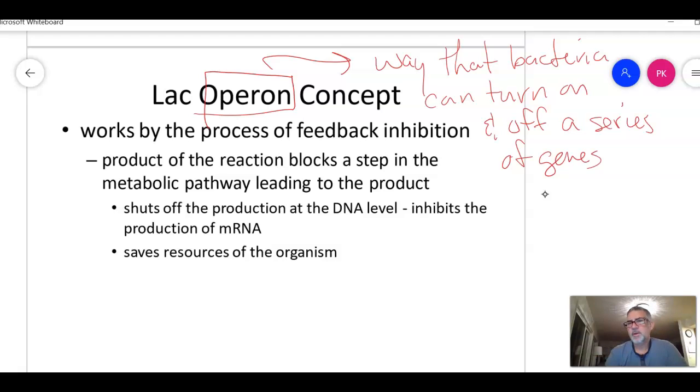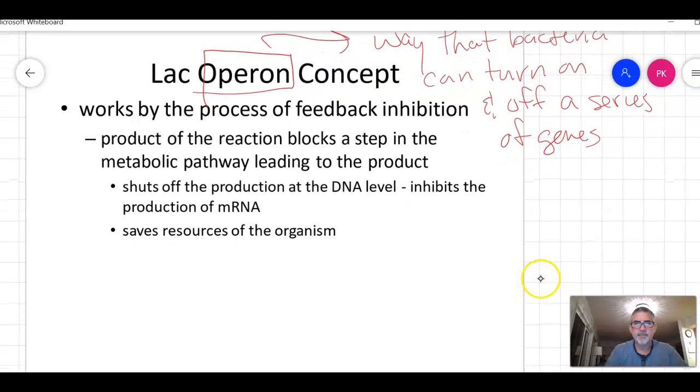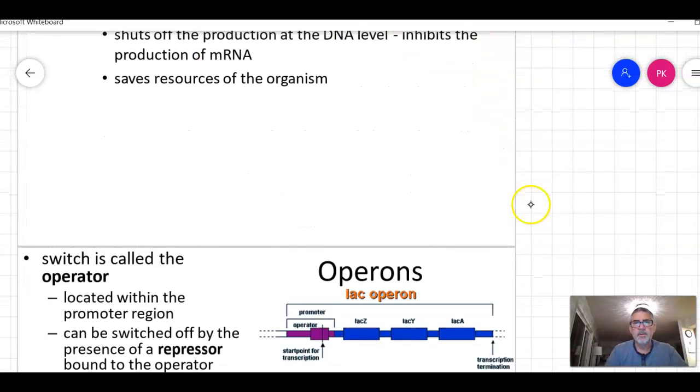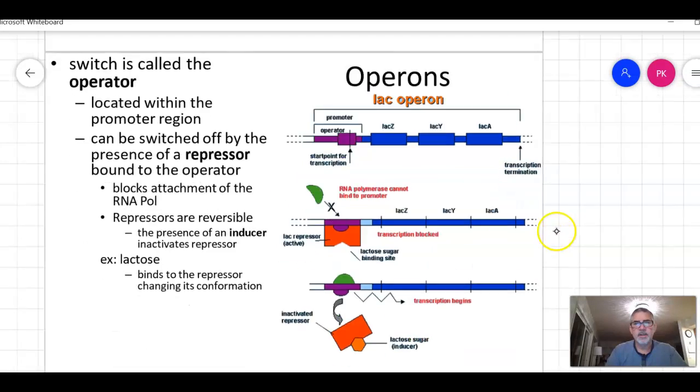So this is the way bacteria can turn on and off a series of genes, right? Usually it works with what they call feedback inhibition. The product of a gene sequence then turns off a series of genes. What it says is we've made what we need to make, so we'll go ahead and turn it off, right? And then more substrates will turn it back on. All right, so let's look at an operon.